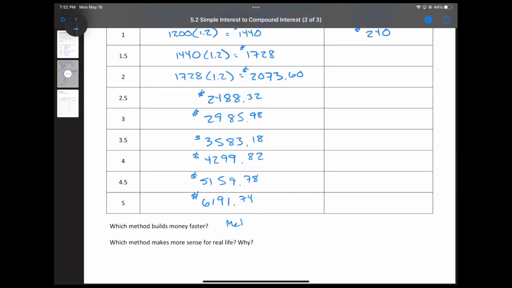It's definitely method two. And which method makes more sense for real life? I'm not going to write down an answer here, but I will briefly talk about it. What it comes down to is it seems kind of silly to make people walk into a bank every 6 months and do this. And if it does work, then I would actually maybe go in every 3 months, maybe every month. Or better yet, if I'm going to make that much more money, I go in every day and do this.